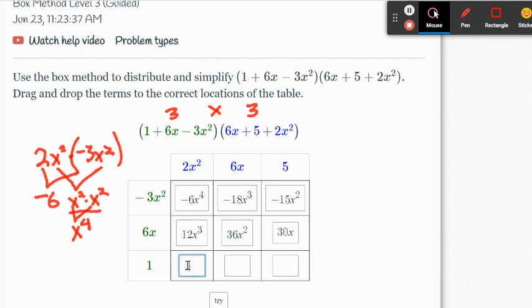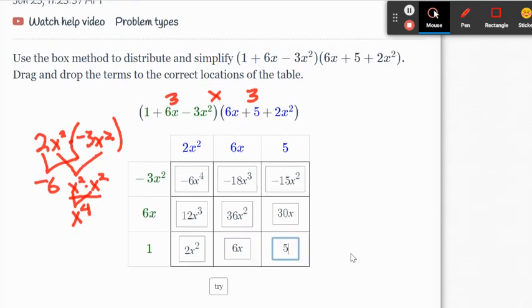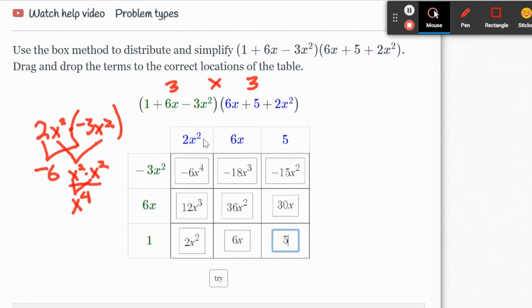And then this bottom row is actually just going to be a copy of that first row up top, the original polynomial, because anything times 1 is just itself. So 2x to the 2nd, and then 6x, and then 5. So all this is a structured array of products that are results of my multiplication of these 2 polynomials.